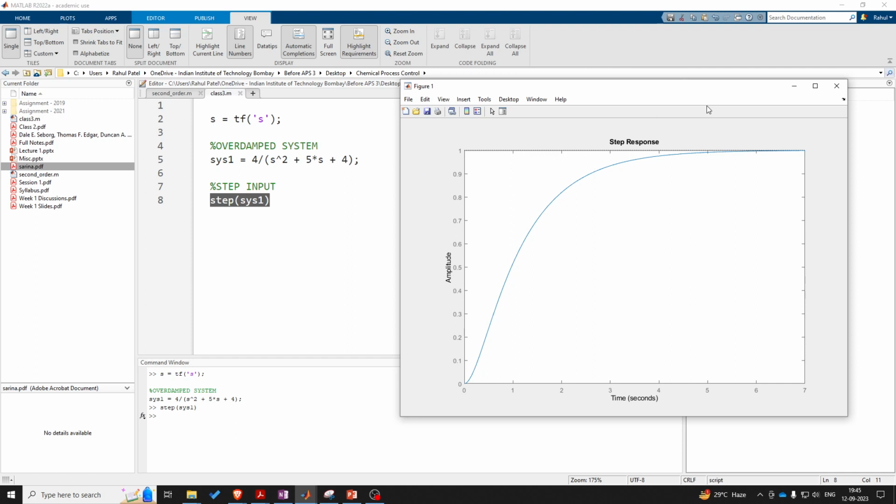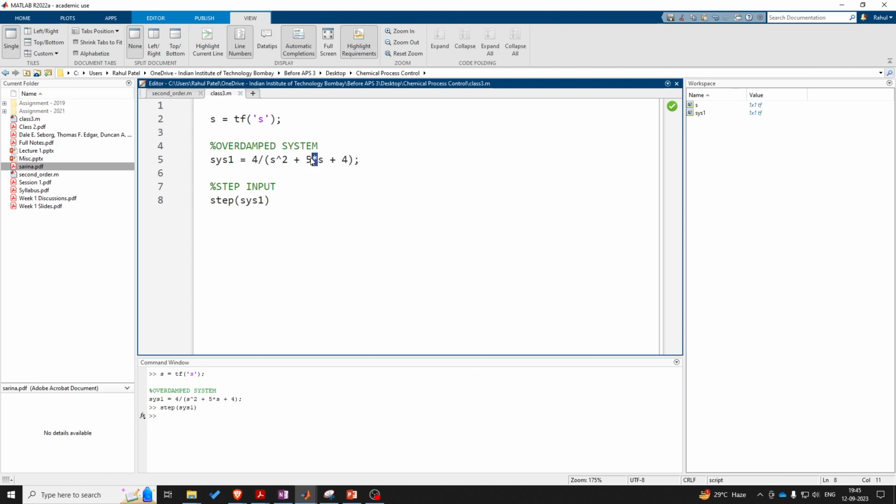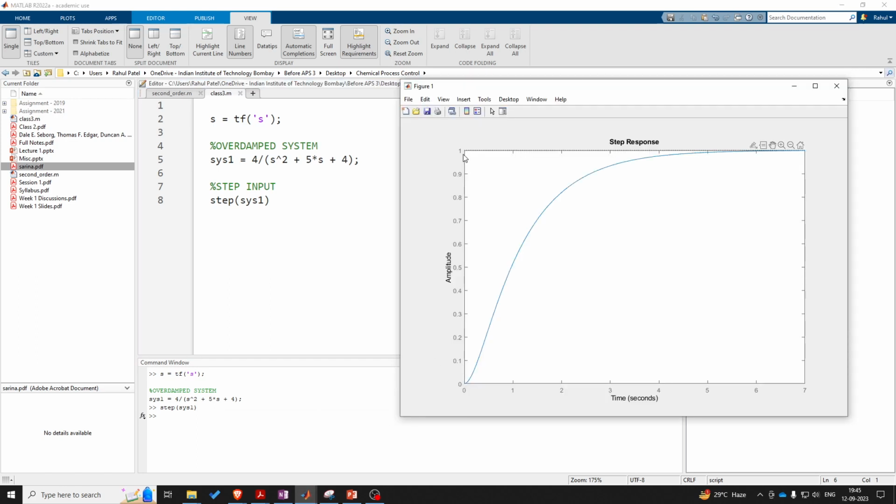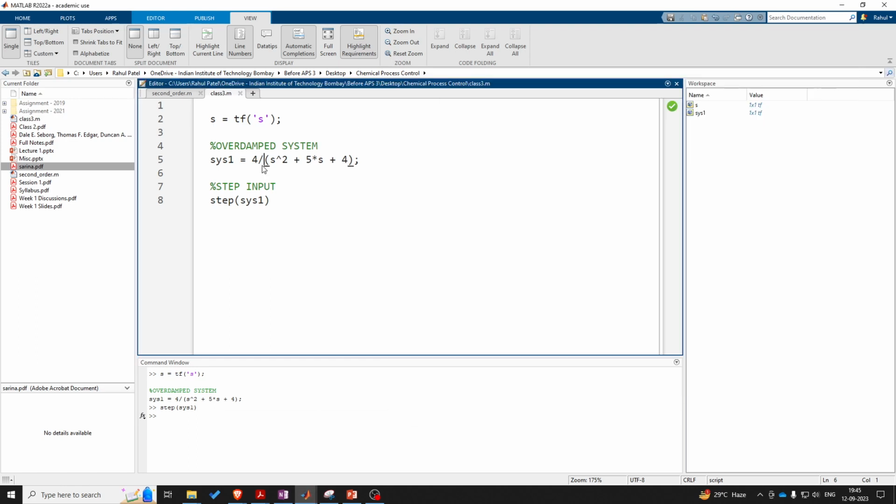Now let's take a look at the effect. If I keep on increasing the value of zeta, that is basically if I keep on changing the coefficient of this middle term, what is the effect on the response? So we studied that if I keep on increasing the damping coefficient, the response will become more sluggish. So we will just check whether we are getting the same response in this plot or not.